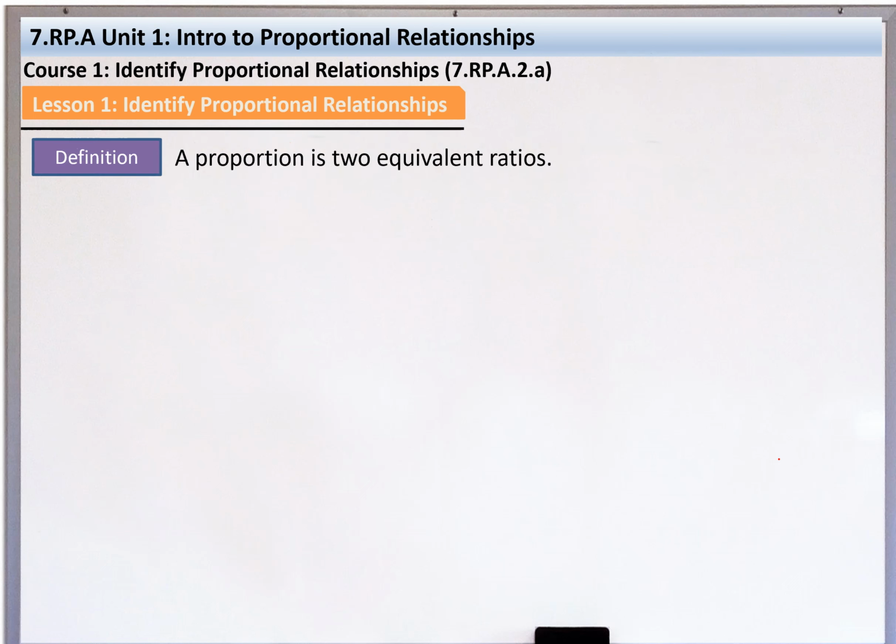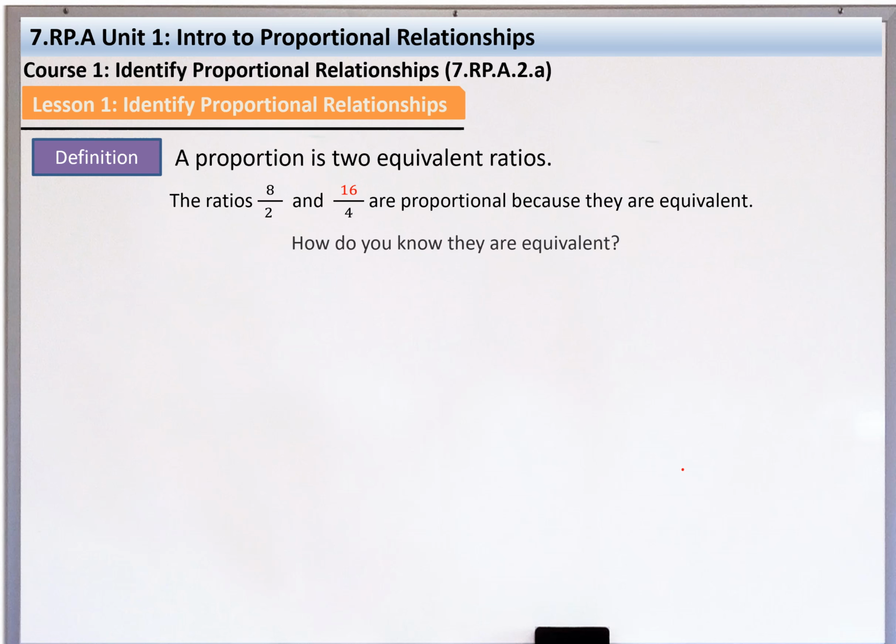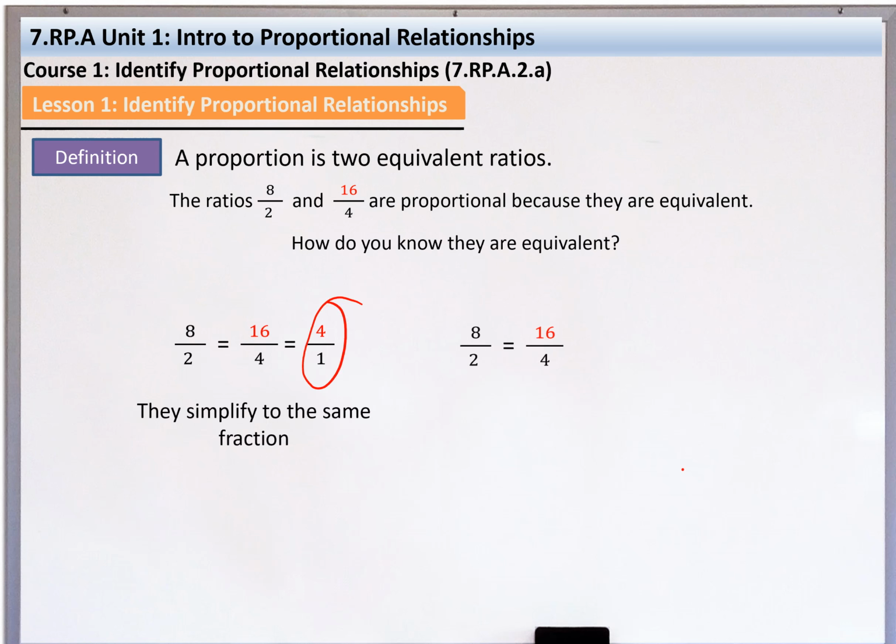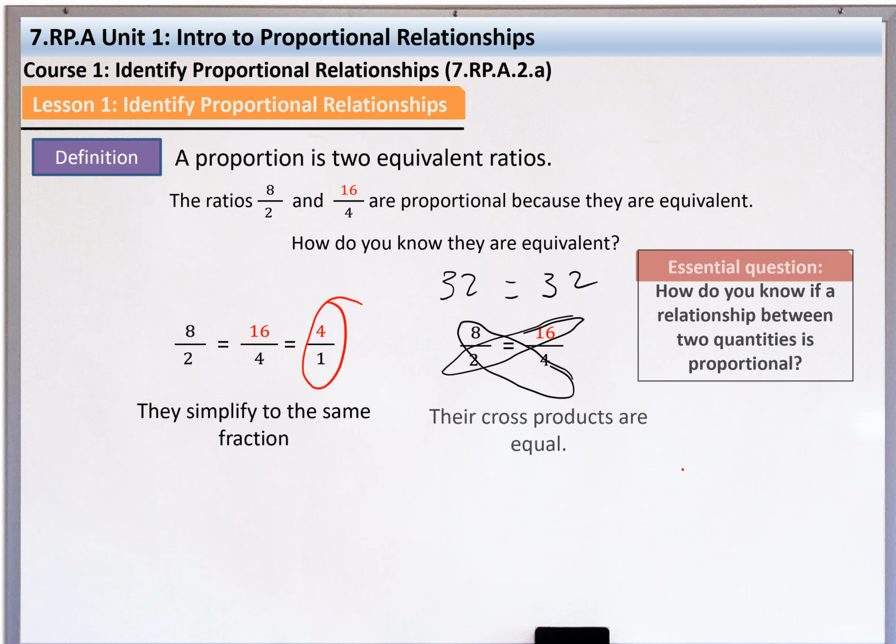I just wanted to go back and look at this one more time. So we're talking about proportions and proportional relationships. A proportion is simply two equivalent fractions, right? And we can know that in two ways. We can simplify till we get the same fraction, or we can cross multiply and see they have the same cross products.